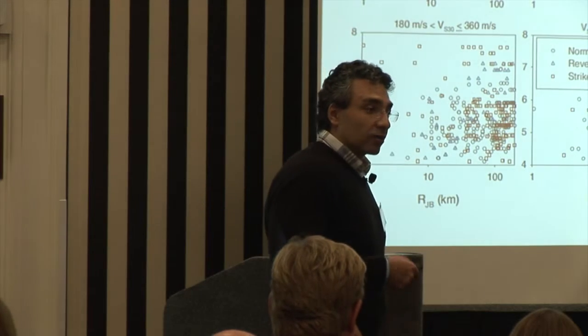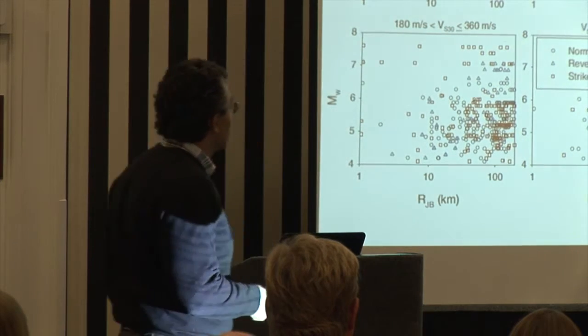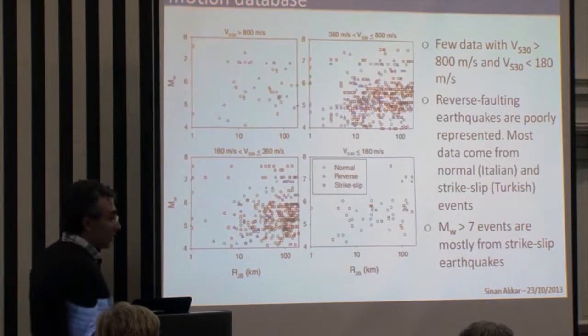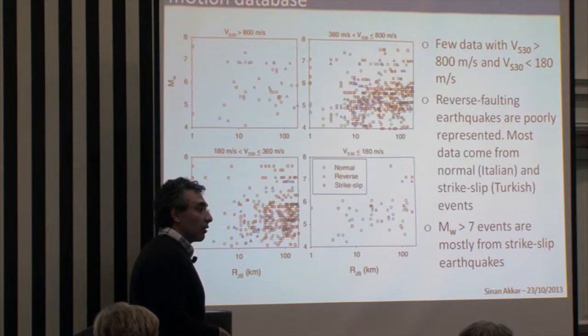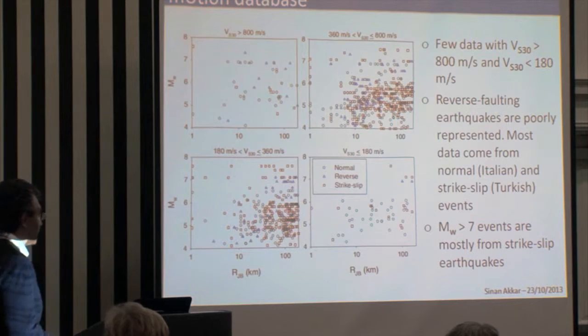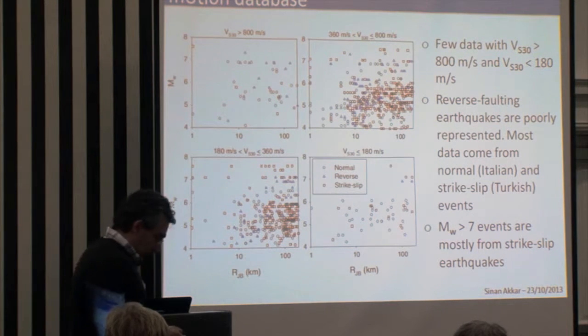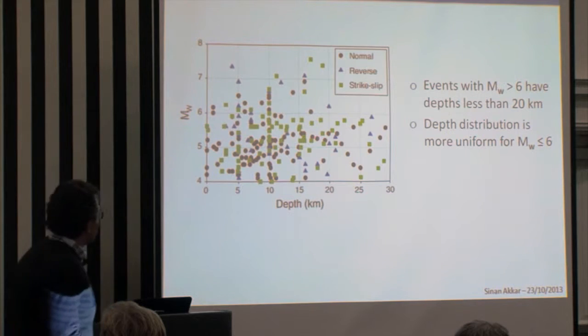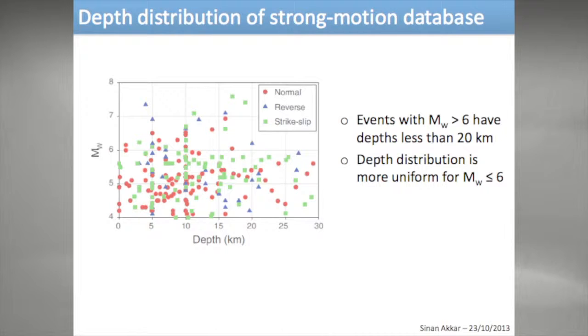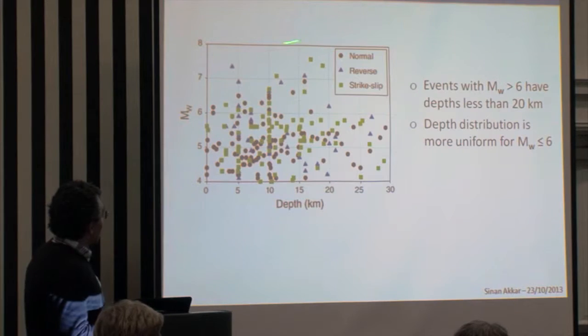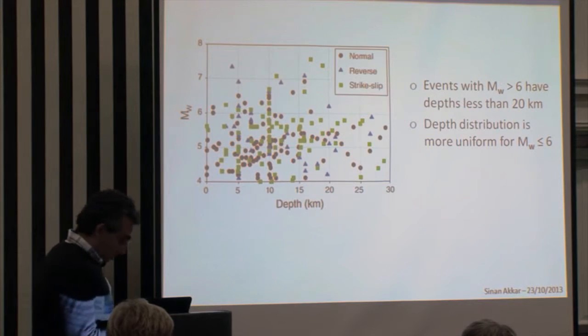Again, we don't have too much data from reverse events. Most of the style of faulting is normal and strike slip. Normal comes from Italian events, and strike slip comes from Turkish events. And this is the distribution of data again in terms of magnitude and depth. As you can immediately realize, we have a good depth distribution of data for magnitudes below 6, and for magnitudes above 6, the depth distribution is limited up to 20 kilometers.